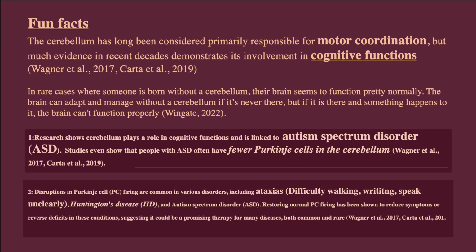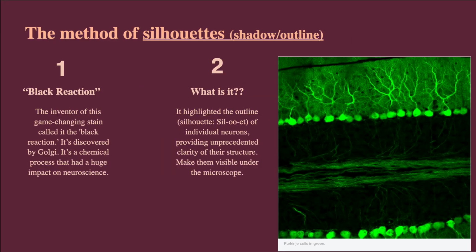Studies have found that the Purkinje cell is linked to autism spectrum disorder. People with autism spectrum disorder often have fewer Purkinje cells in the cerebellum. Firing disruption of Purkinje cells is found to be pretty common in various disorders such as ataxia. Patients with ataxia have difficulty walking, writing, and speaking. They would speak unclearly. It is also found in Huntington's disease and autism spectrum disorder.